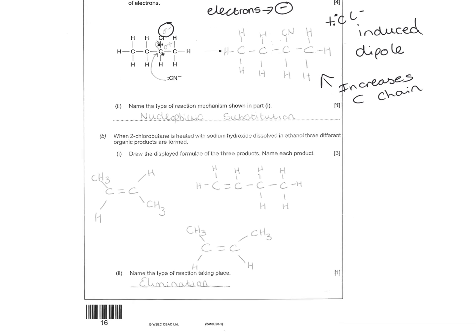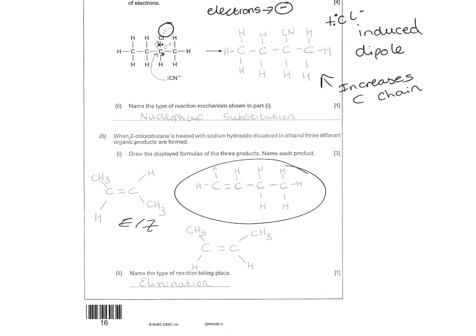Okay. 2-chlorobutane is heated with sodium hydroxide, dissolved in ethanol. 3 different organic products are formed. Okay. So these are EZ isomers of each other. Okay. EZ isomers, and then this one is just a normal bond without an isomer. Okay, draw the displayed formula of each.